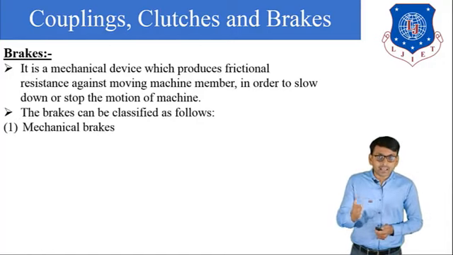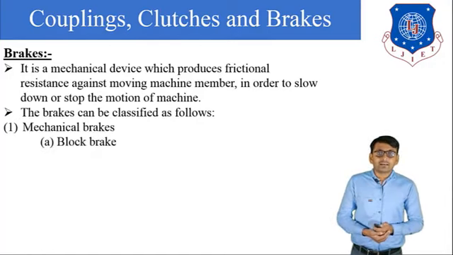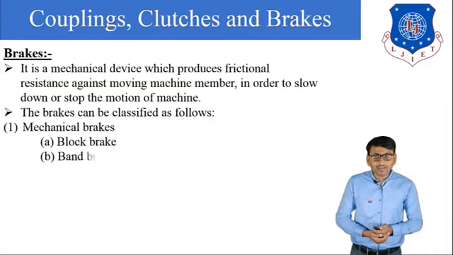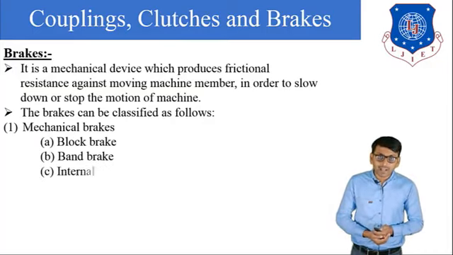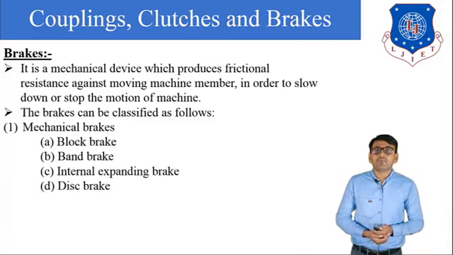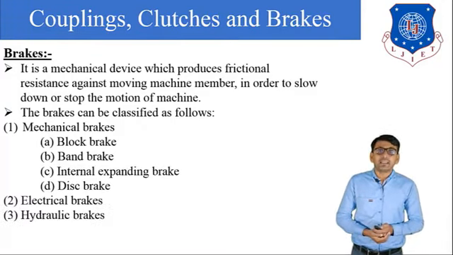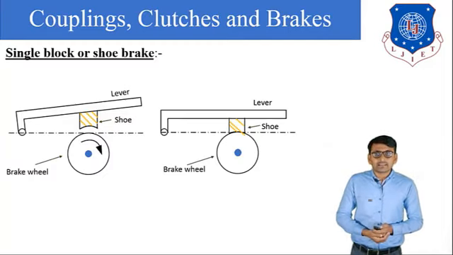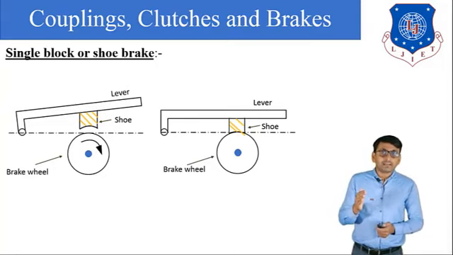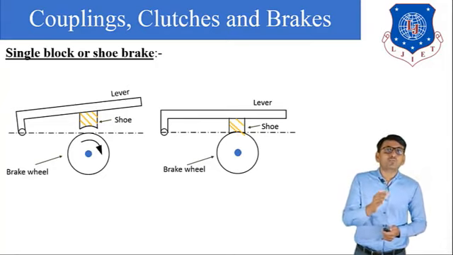First one, mechanical brake. In mechanical brake, first one is block brake, second one is band brake, third one is internal expanding brake, and fourth one is disc brake. Then second, electrical brake, and third one, hydraulic brake. Now we discuss the first one, that is single block or shoe brake.